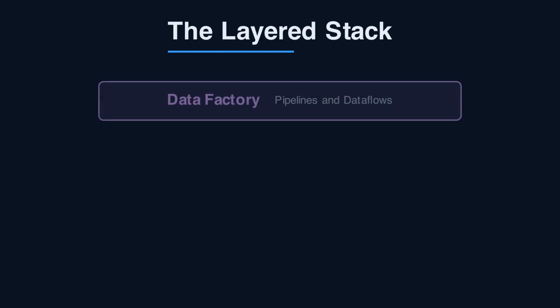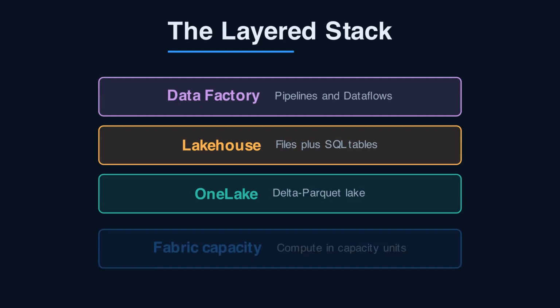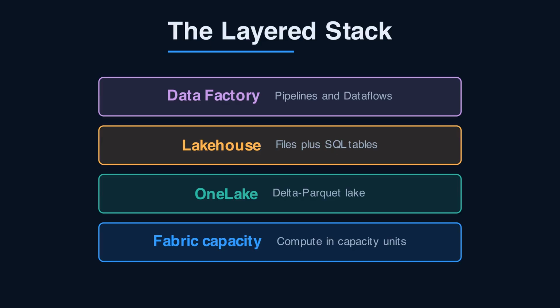Start with the layers. At the bottom is OneLake, the single Delta Parquet data lake every Fabric workspace shares. On top sits the lakehouse, which gives you both files and SQL queryable tables over that same storage. Above that, Fabric Data Factory provides two distinct tools: pipelines for orchestration and Dataflows Gen 2 for transformation. Everything runs on a Fabric capacity, the compute you pay for measured in capacity units.